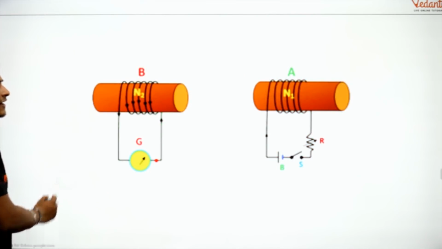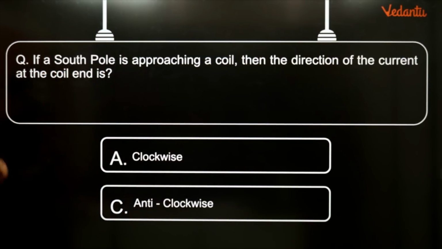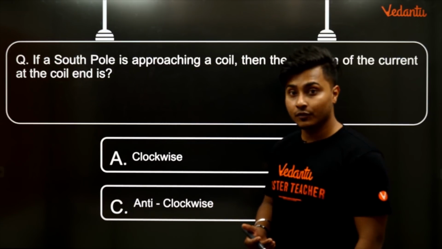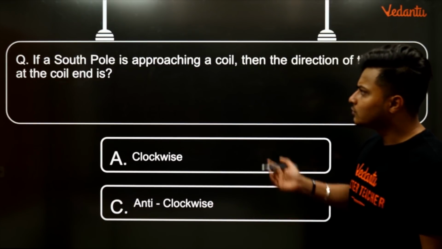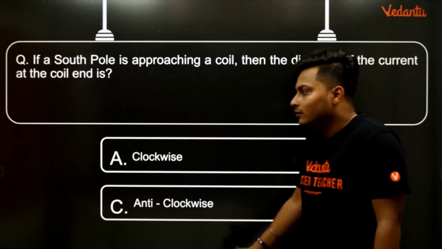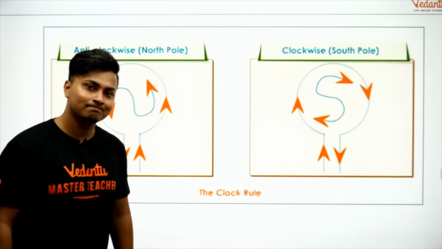Now moving to a very interesting question, again a CBSE 10th question which I would like to ask all of you. If a south pole is approaching a coil, then the direction of the current at the coil end is? If a south pole instead of a north pole is approaching a coil, then the direction of the current at the coil end is what? Clockwise, anti-clockwise. Now this must be a very confusing question for you because you don't know the relation between south pole and the direction of current, isn't it? You have no idea. That's why we have a very interesting concept called the clock face rule.